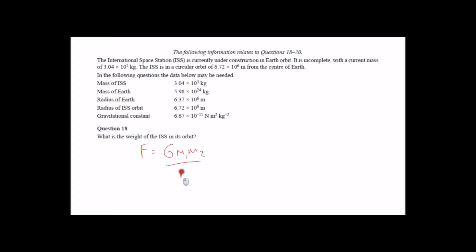Gm1m2 over r squared. Now, all we need to do is substitute in here 6.67 times 10 to the negative 11. Sorry for my terrible writing. The mass of the Earth, 5.98 times 10 to the 24 kilos. The mass of the space station is 3.04 times 10 to the 5.